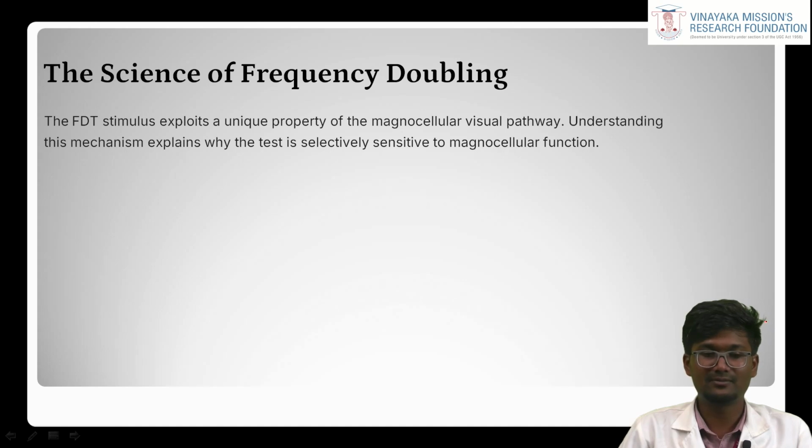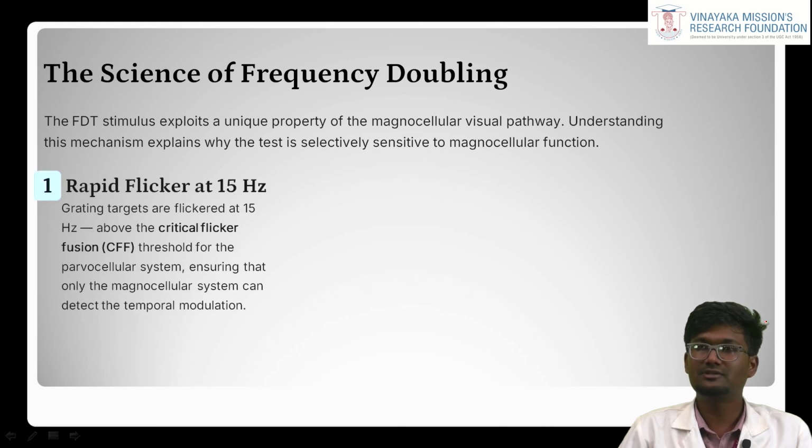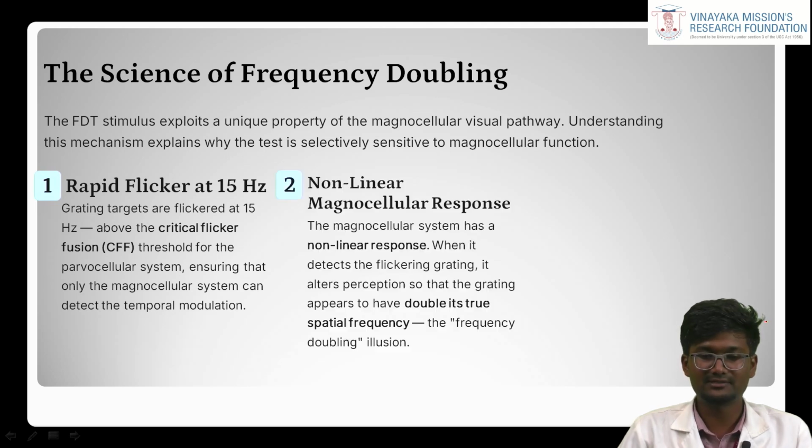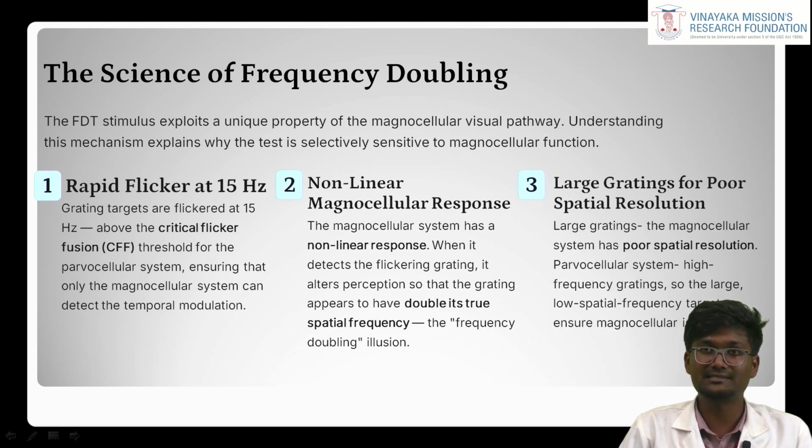The science of frequency doubling. The FDT stimulus exploits a unique property of the M cell pathway; understanding the mechanism explains this. The first is flicker frequency, which uses 15 Hz. The second mechanism is the non-linear magnocellular response. Non-linear means we give only 5 square waves in the test target, but when the waves are moving it appears as 10. This conversion of 5 into multiple images is called a non-linear response. This was utilized in FDT.